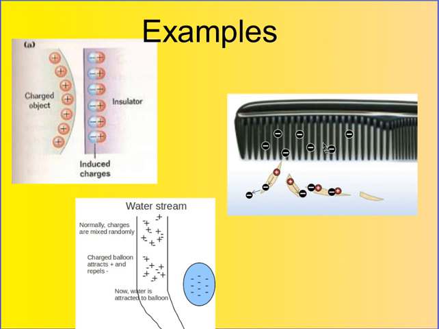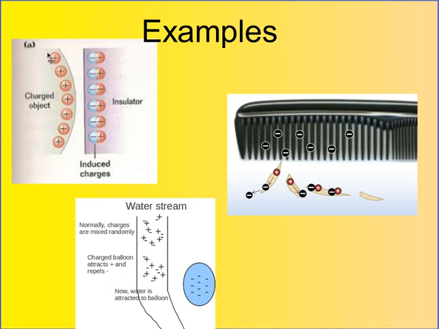For example, you can polarize little strips of paper, and they can be collected by a comb. A water stream, and we'll do this in class, polarizes the water molecules. Water is a very polar molecule, which is one of the reasons it can conduct electricity so nicely. And we will actually bend a water stream with the Van de Graaff.